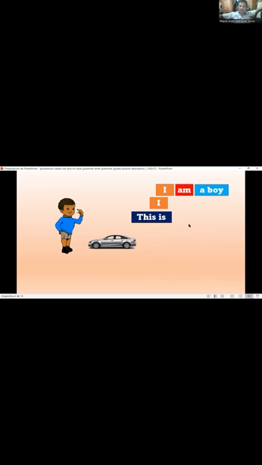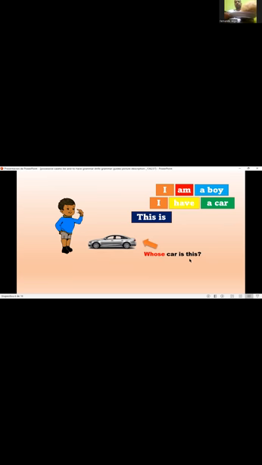I am a boy. Okay. You, what do you have? I have a car. This is my car. Oh, my car. Whose car is this?